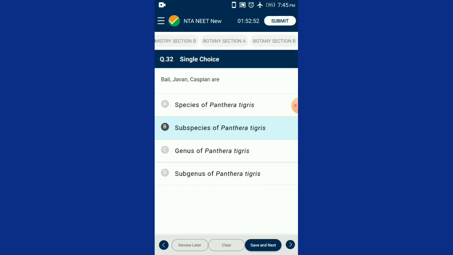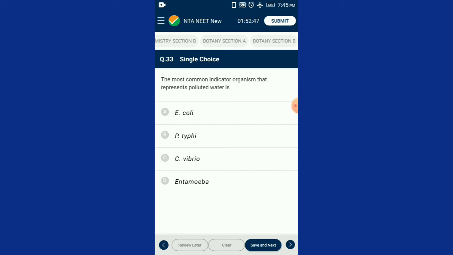Question number 33. The most common indicator organism that represents polluted water is E. coli bacteria. Coliforms are a group of bacteria found in human metabolic waste. The presence of such bacteria, that is E. coli, a member of the fecal matter in the surface water, is a common indicator of fecal contamination. So the answer is option A.